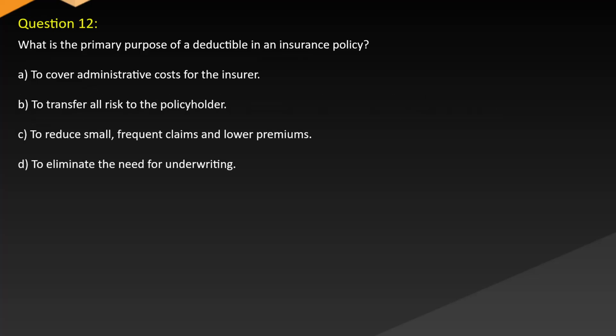Question 12. What is the primary purpose of a deductible in an insurance policy? A. To cover administrative costs for the insurer. B. To transfer all risk to the policyholder. C. To reduce small, frequent claims and lower premiums. D. To eliminate the need for underwriting.